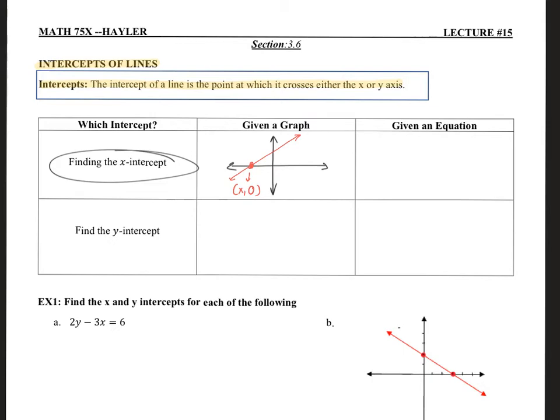Okay? So how do we find the x-intercept on a graph? We just look at where it's crossing the x-axis. Another option we could have for a graph is if you had a line, a vertical line. Does it have an x-intercept? Yeah, it does, right here. It, in fact, has that little one right there.